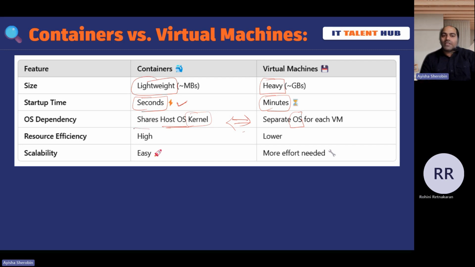And on resource efficiency, we can save a lot of resources with containers, but with virtual machines we cannot save as many resources because they consume a lot of resources. Again, this is a very important pointer to note. And on scalability, containers are very easy to scale, while virtual machines are not that easy to scale. This is the difference between a virtual machine and a container.